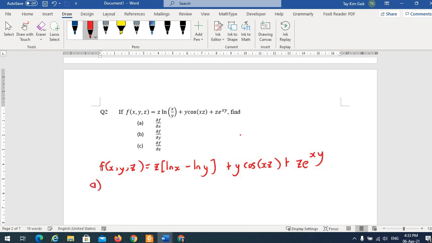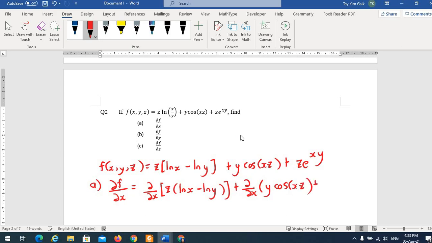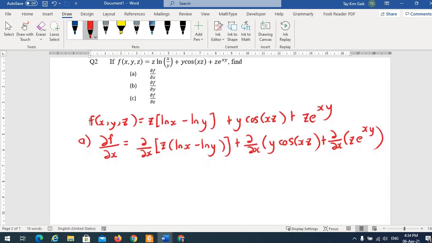So part A, you want to find del f del x. Okay, del f del x. So you del x the f, where the f is here: z ln x minus ln y, plus you del x of y cos xz, plus you del x of z exponent xy. So when you del x, z is a constant. When you del x, z and y are constant, but here z multiplies this one.